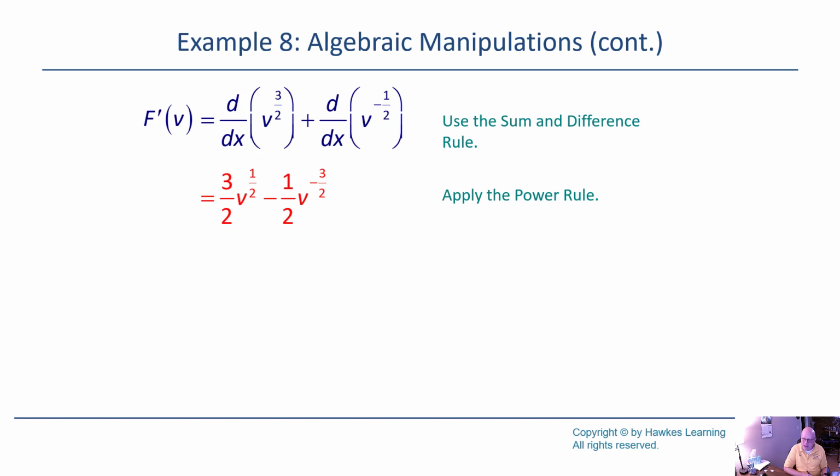Three halves out front, reduce the v's exponent by 1. The negative 1/2 out front, reduce that negative 1/2 by 1. Remember that you were taking 1 away from negative 1/2, so you have negative 3/2. A little bit of fractional work, just to see if you can do that.